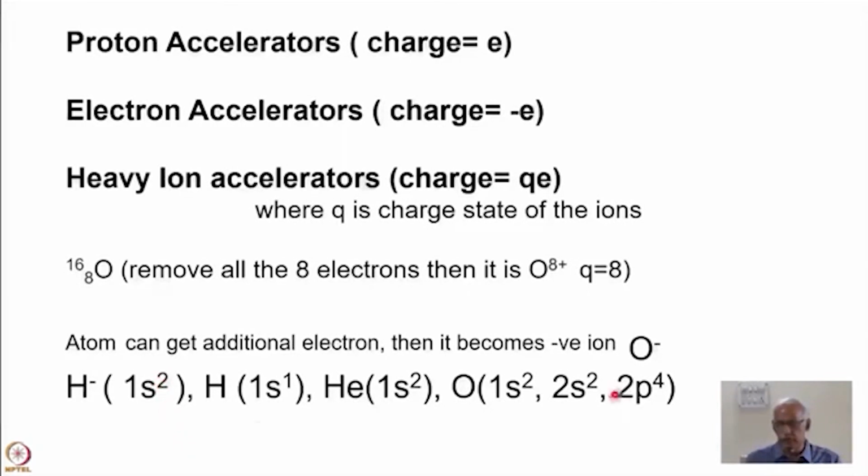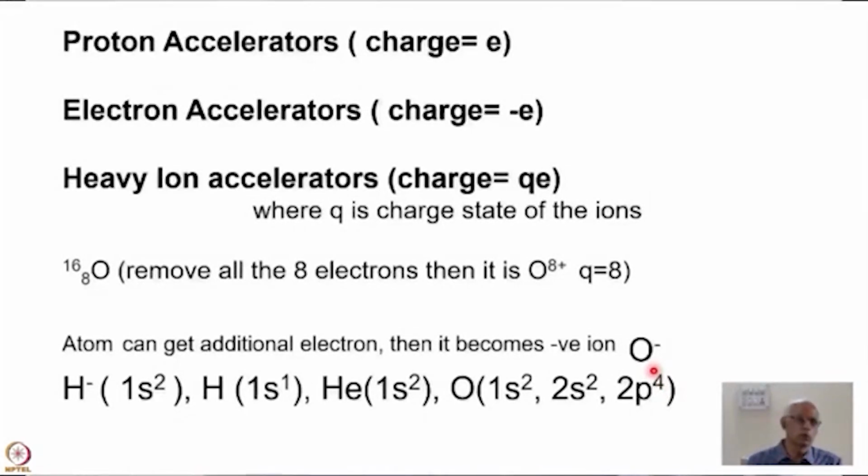In the case of, for example, oxygen, if it is a neutral atom, then the configuration will be 1s2, 2s2, and 2p4. It has 8 electrons. So p can still have 2 more electrons. Therefore, O minus is possible without any problem. If you take O minus, it will have 2 plus 5. Still 1 more electron could be added, but unfortunately the binding energy does not allow this to happen.